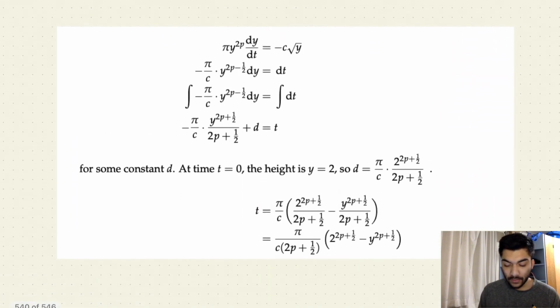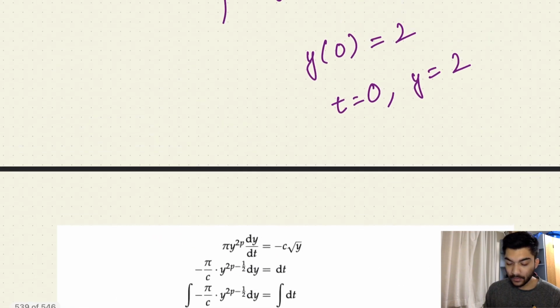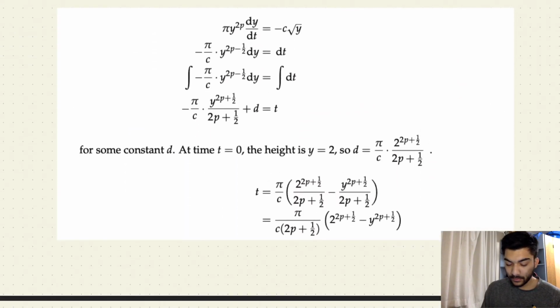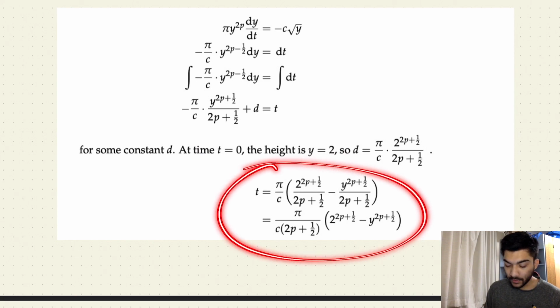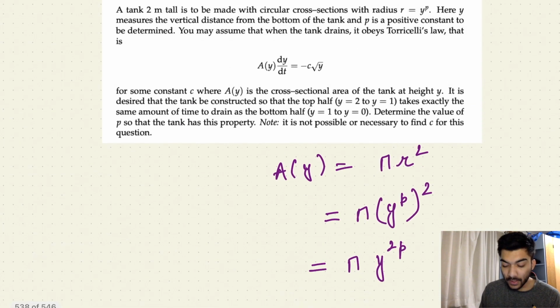And if you solve your differential equation, you'll get this integral over here, which is the same integral as this one. If this is your constant of integration, which they have denoted with small d, you know that at t equals 0, the height is y equals 2. So if you solve for t as a function of y, you'll get this equation over here. The reason why we chose to have t in terms of y is because of the condition given.